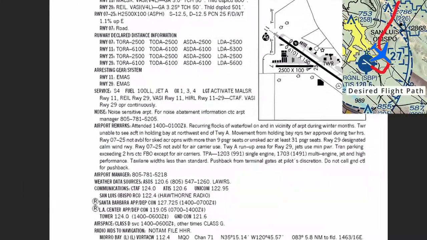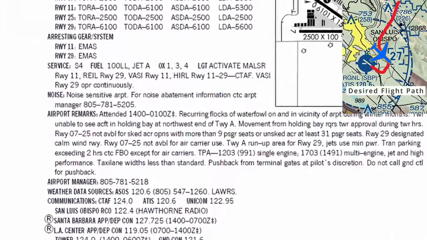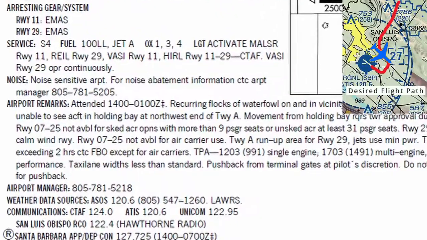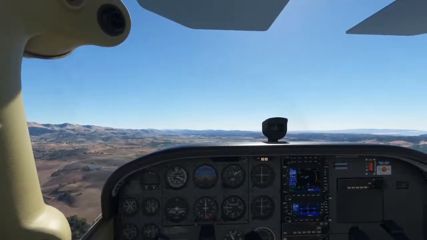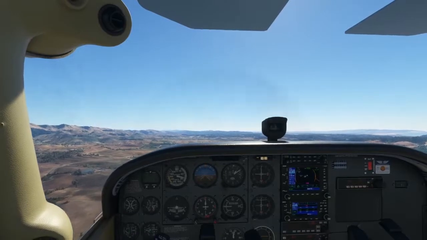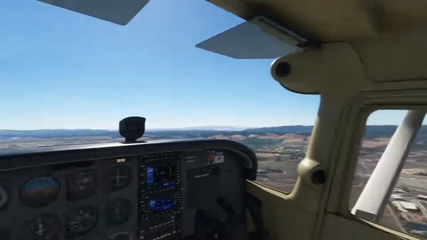This happens to be the published traffic pattern altitude for San Luis Airport. Many airports won't have a published traffic pattern altitude, or TPA, in which case we would use 1,000 feet AGL for the single-engine Cessna. You want to hold the traffic pattern altitude until you're abeam the numbers. That means when you're at a 90-degree angle from the runway numbers.